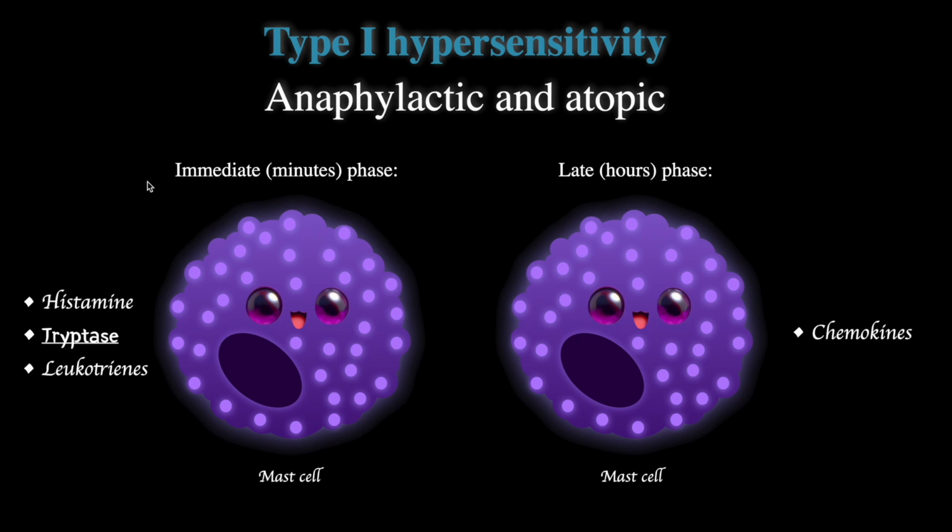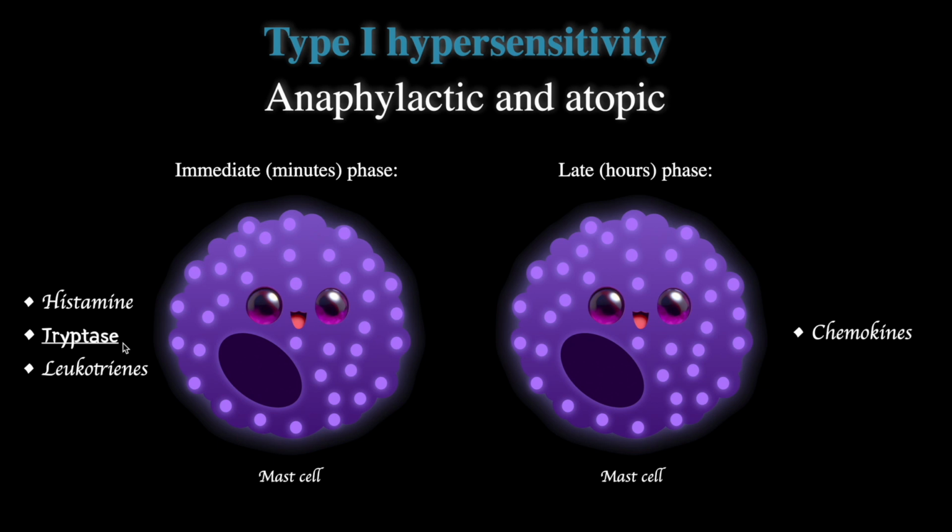In first type reaction, we divide immediate phase and late phase. Immediate phase occurs minute after second exposure with the antigen, and late phase occurs hours after second exposure. The main actor of type 1 hypersensitivity will be the mast cells. So inside the mast cells we can see lots of granules. In these granules we can find histamine, which is a vasoactive amine, tryptase.